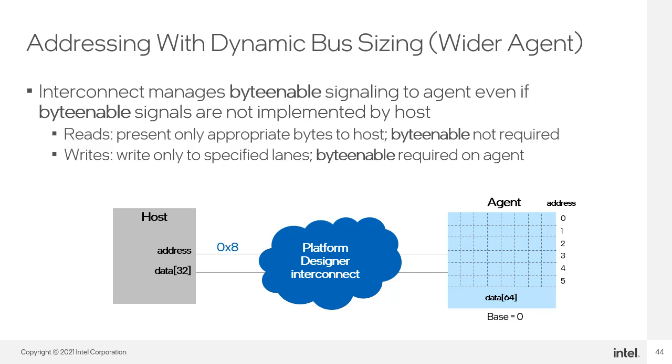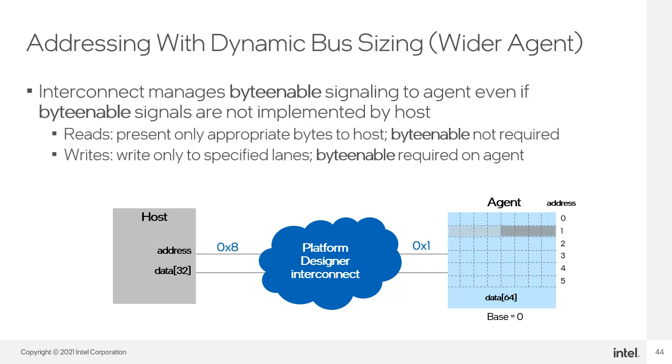Now, what happens with a narrower host and a wider agent? As before, the 32-bit host continues to issue addresses aligned to multiples of 4 bytes. However, the address issued to the wider agent, in this case a 64-bit component, will only increment when the host address increments by 8 bytes. In the example shown here, the host is issuing address location 8, which corresponds to word address 1 on the agent. Word 2 on the agent would not be accessed unless the host increased the requested address to hex 10.